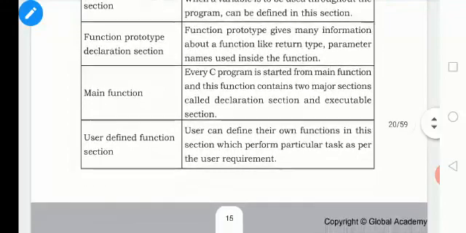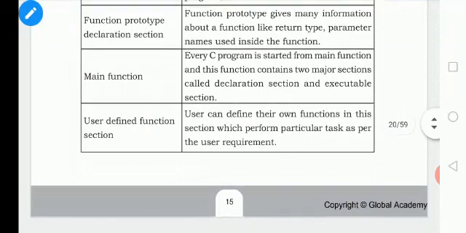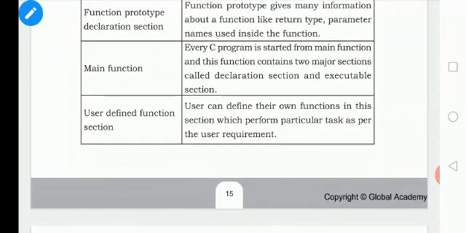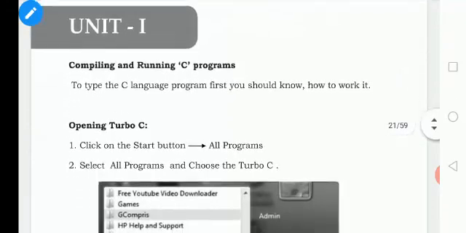Main function, so each and every program will start with the main function that contains two major sections, that is declaration and the executable section. Okay, at last user defined function, that is their own function which the programmer will use for their requirement. Okay, user requirement. Then after writing the program, what do we have to do?